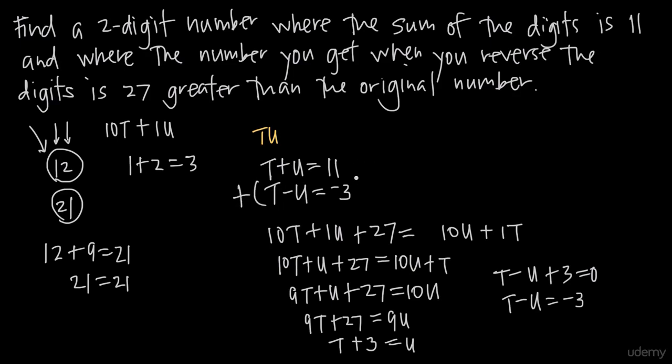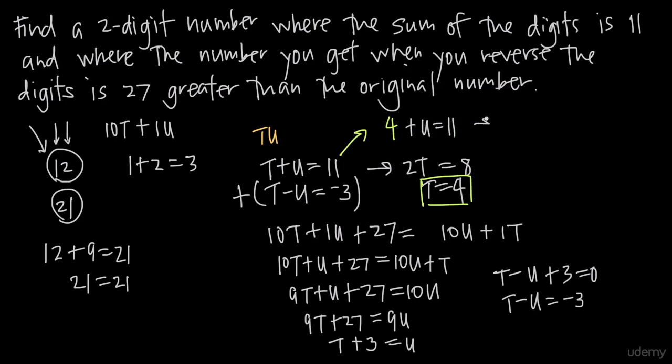So when we add these together, the result that we're going to get is going to be T plus T, which is 2T. U plus a negative U, or U minus U, is 0. That goes away. And then 11 plus a negative 3, or 11 minus 3, is going to be equal to 8. Dividing both sides by 2, we get T is equal to 4. So now we have a value for T, and we can plug this value for T back into this equation here to find a value for U. So when we plug this in here, T equals 4, so we get 4 plus U equals 11. Subtracting 4 from both sides, we get U is equal to 7. So we have T equals 4 and U equals 7.